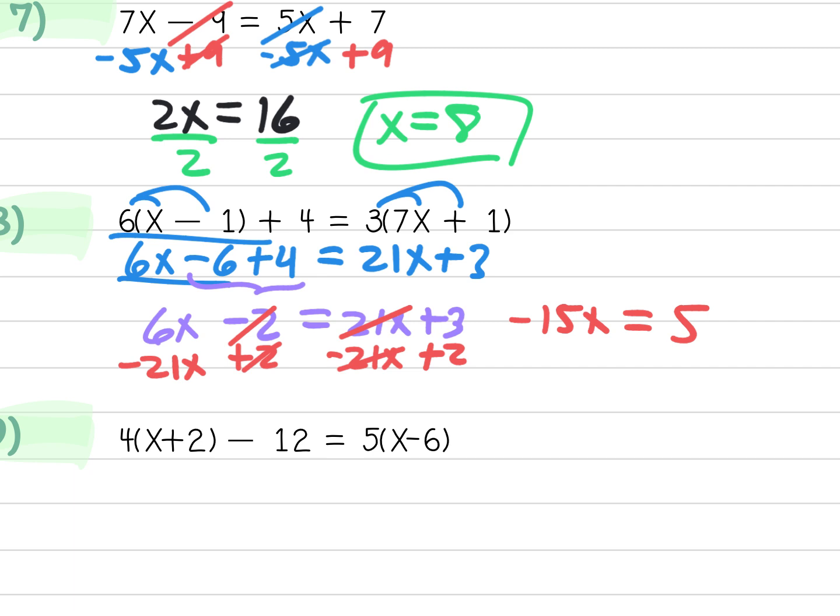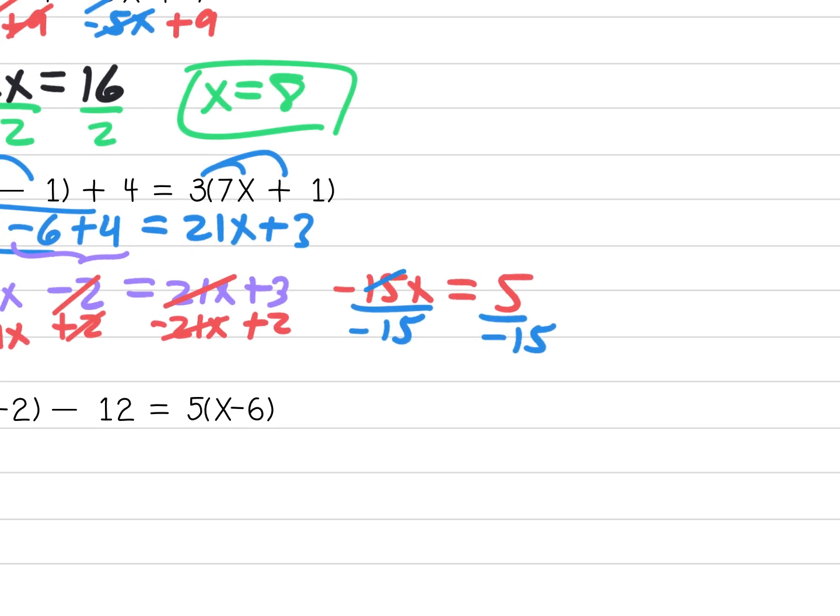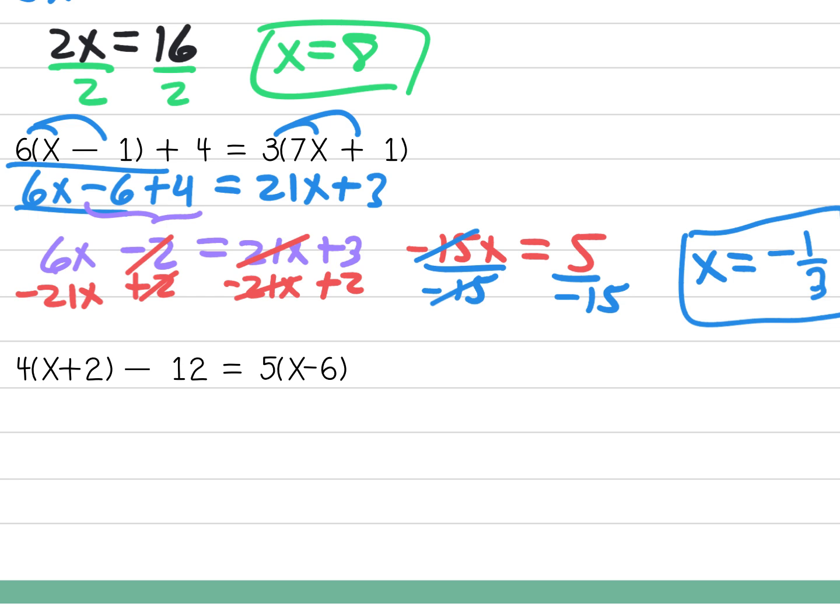All right, and then we just want to divide both sides by negative 15. Again, don't forget the negative. Negative 15 and negative 15 cancel out, so we get x equals 5 divided by negative 15. Find a common factor, cross it out. 5 goes into both 5 and 15, so we get negative 1/3.